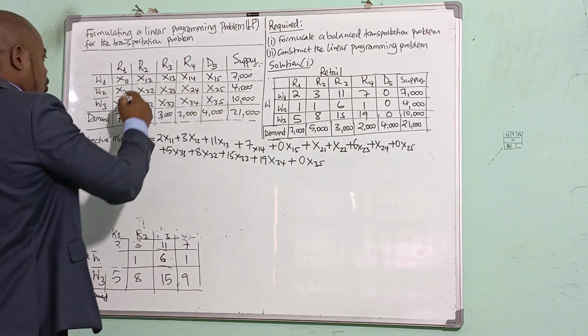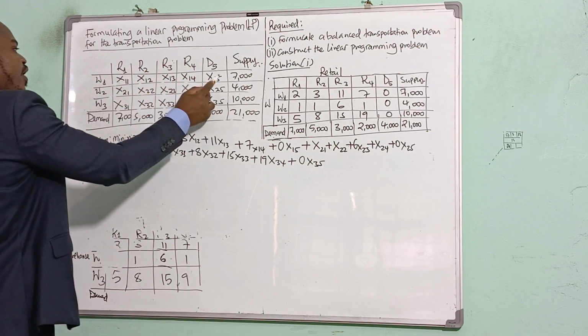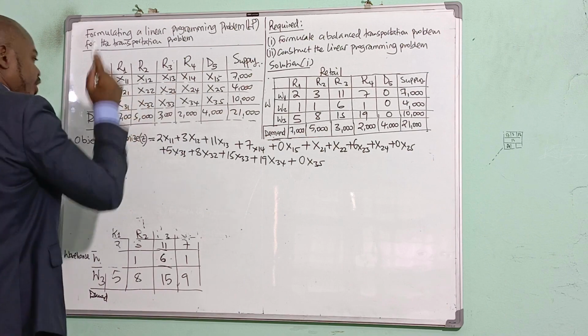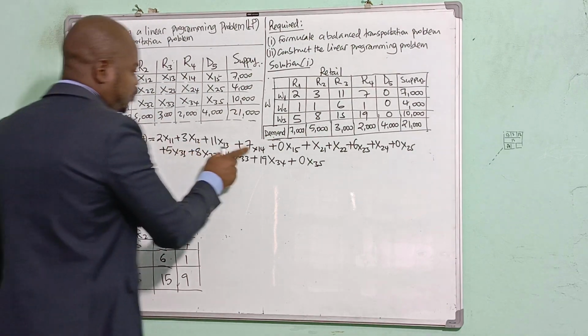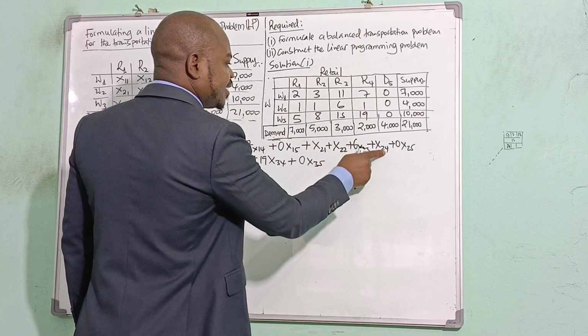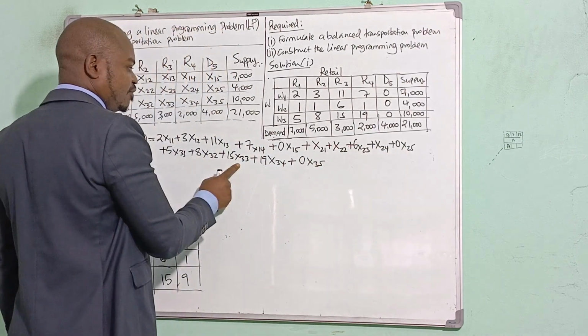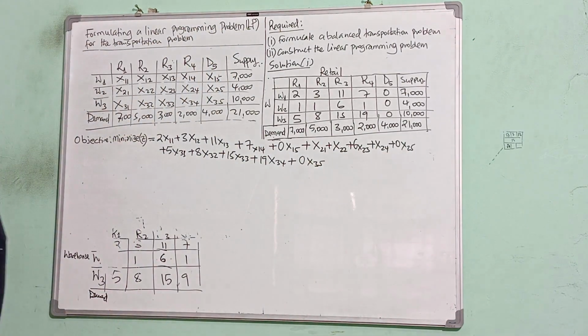1, 2, 3, 4. We're up to 1, 2, 3, 4, 5. Yes, 1, 2, 3. So there are 15 actually. 1, 2, 3, 4, 5, 6, 7, 8, 9, 10, 11, 12, 13, 14, 15. Correct. So we're done with that.